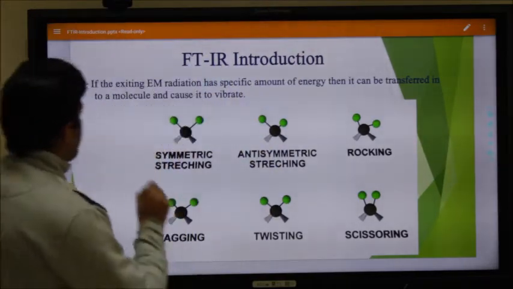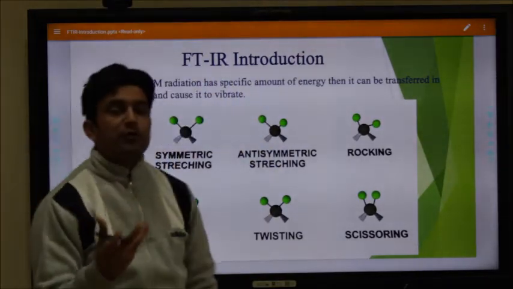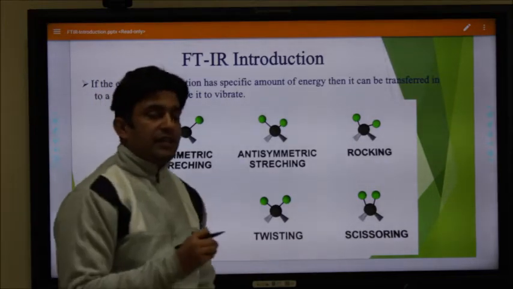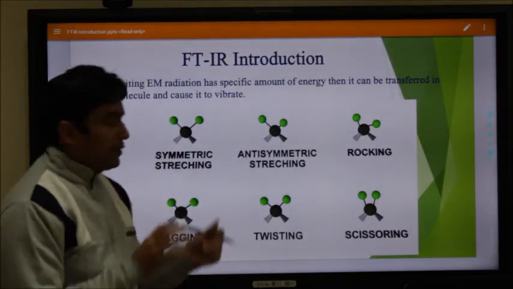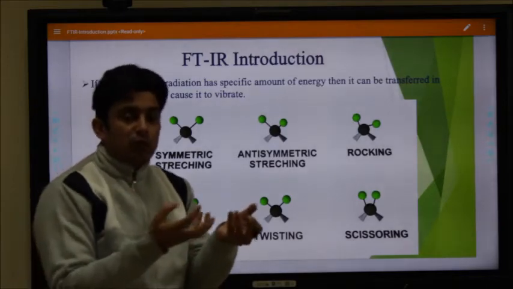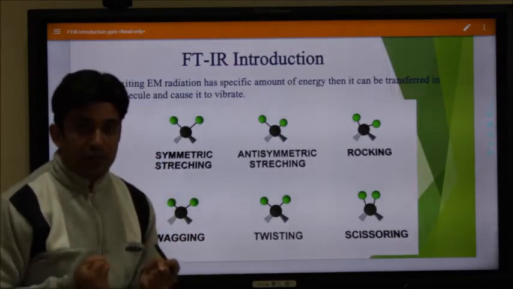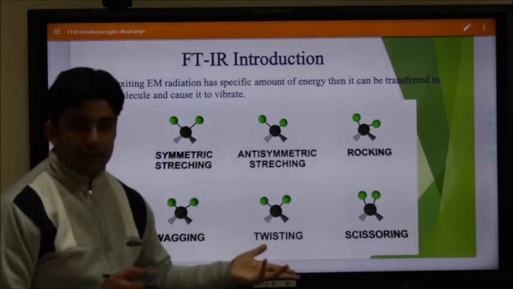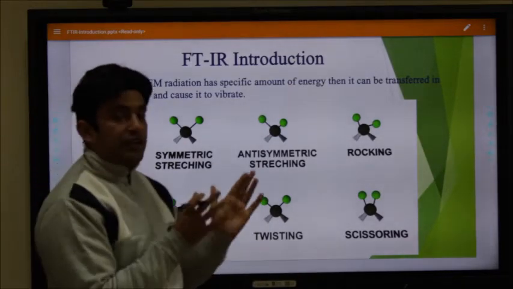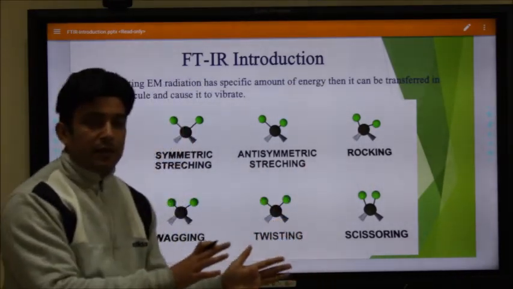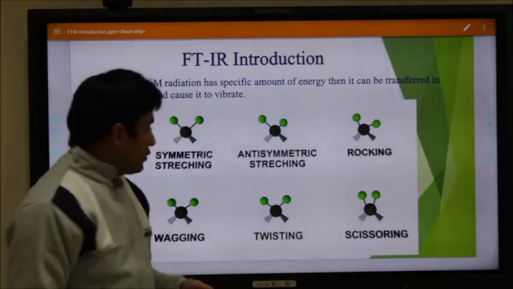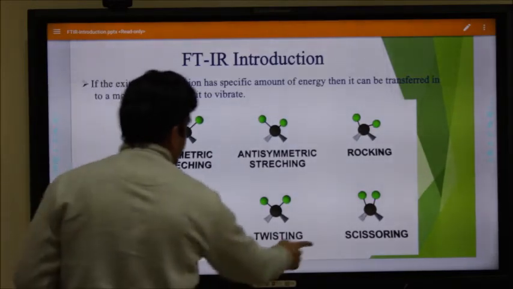So I have told you the different types of vibrations produced by infrared radiation. I have told you that whenever a sample absorbs infrared radiation, it will vibrate, and those vibrations are recorded by the FTIR instrument, which we further analyze. Okay, now let's move on to the next slide.